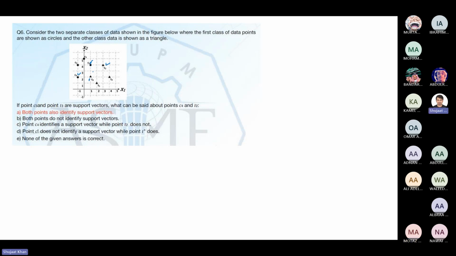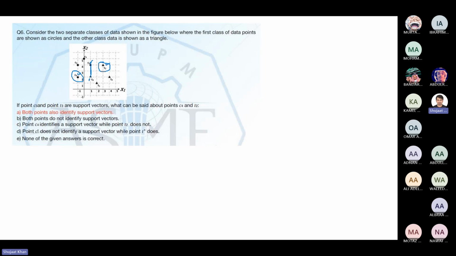Okay, so support vector is in pair form. The first thing is it's in a pair form. One sample from the support vector should be from the positive class and the other from the negative class. So if you remove this one and this one, the margin will remain the same.